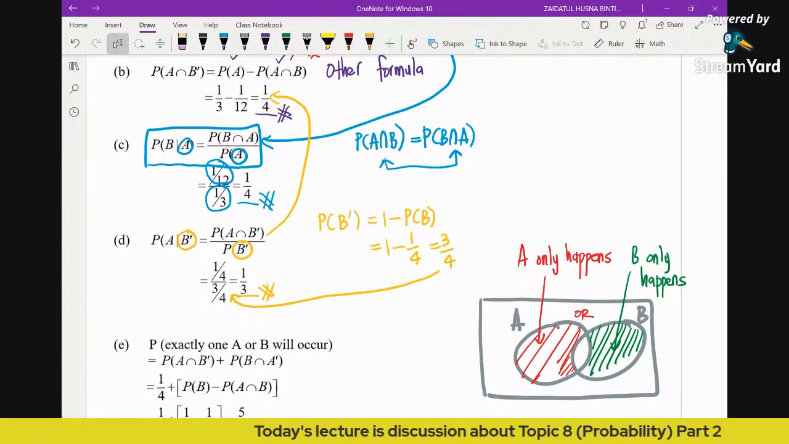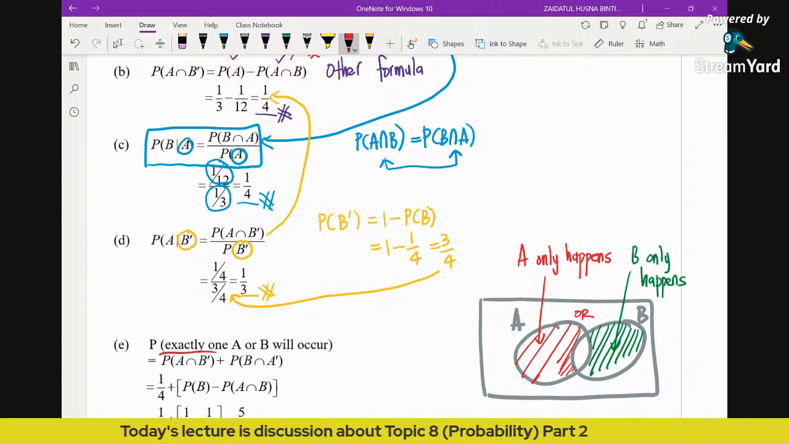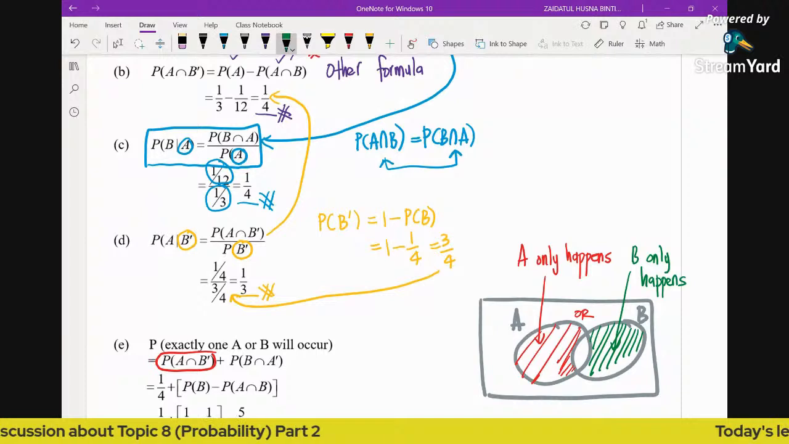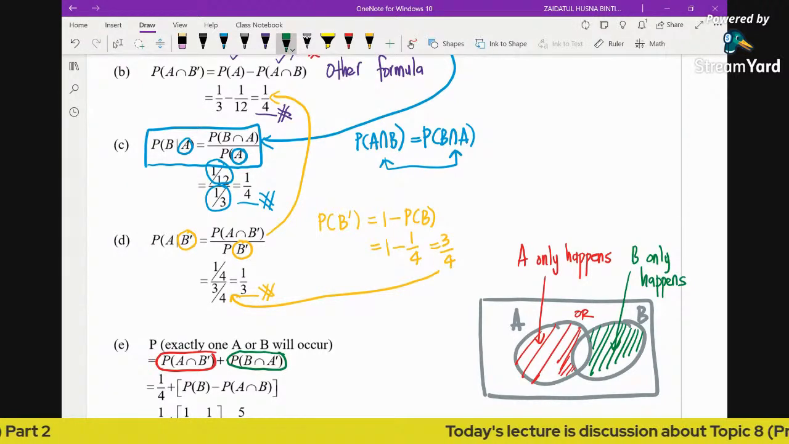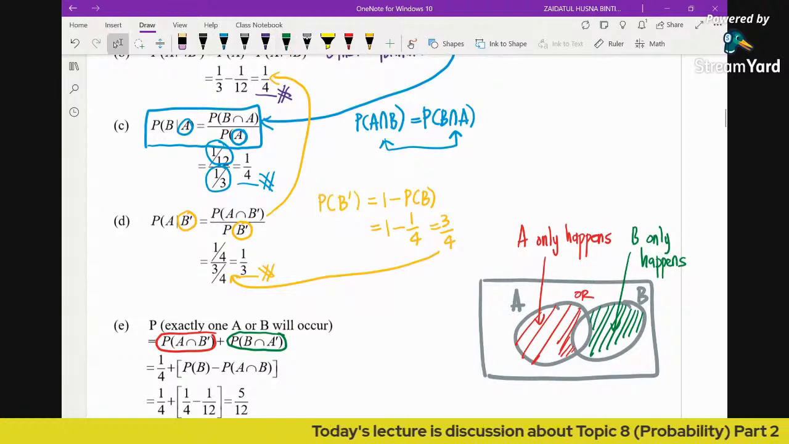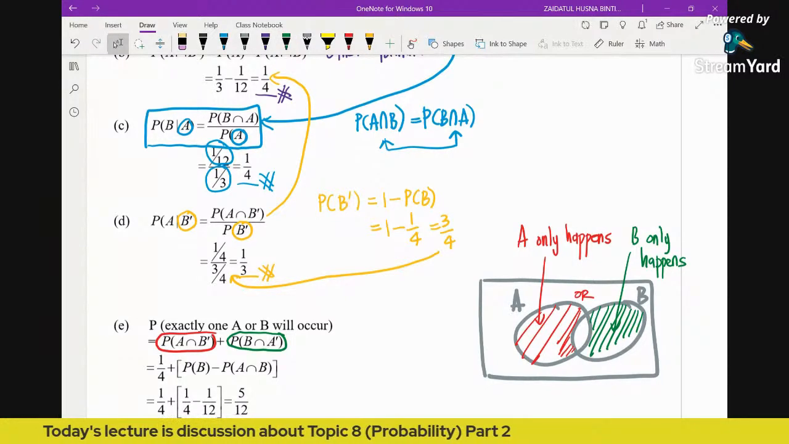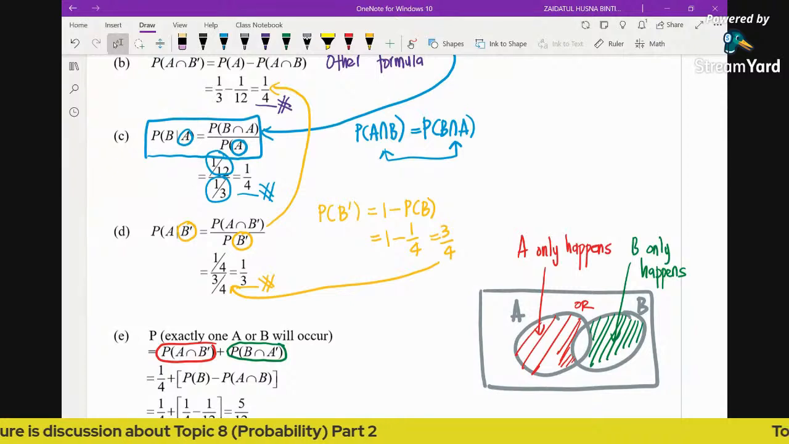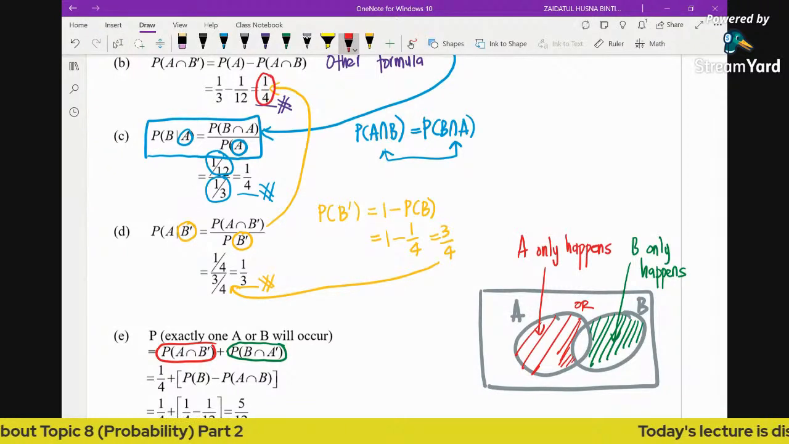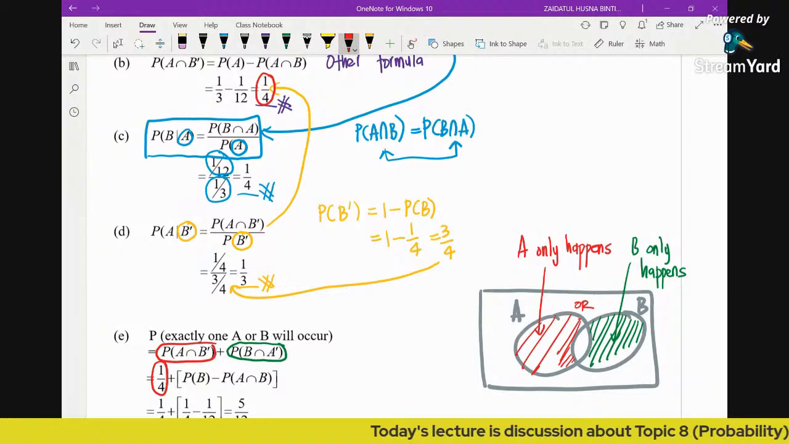So the red region here is denoted by A intersect B prime, while the green region here is denoted by B intersect A prime. Because we have obtained the value earlier for A intersect B prime, this is the answer for the red region, 1 over 4. So we just bring it down, and next we work on the probability of B intersect A prime.